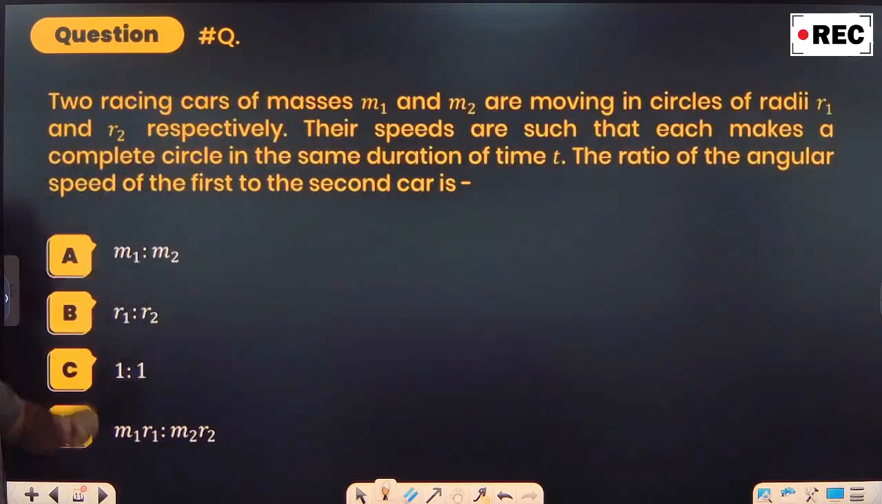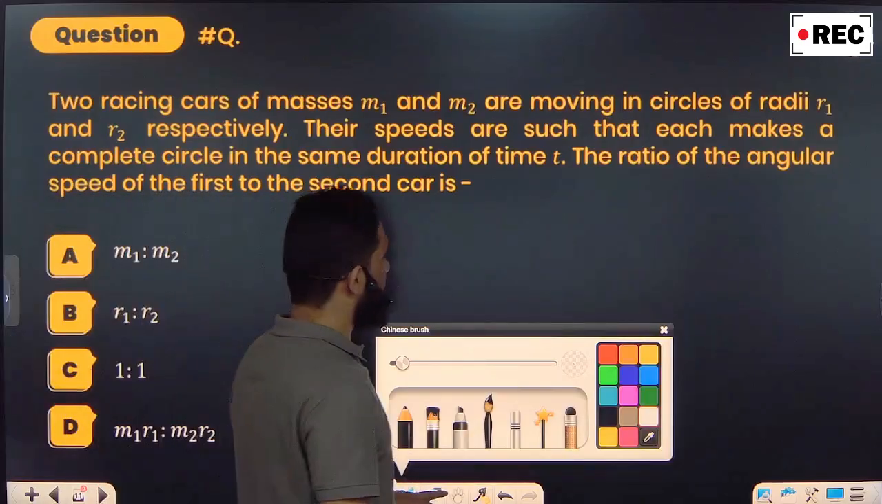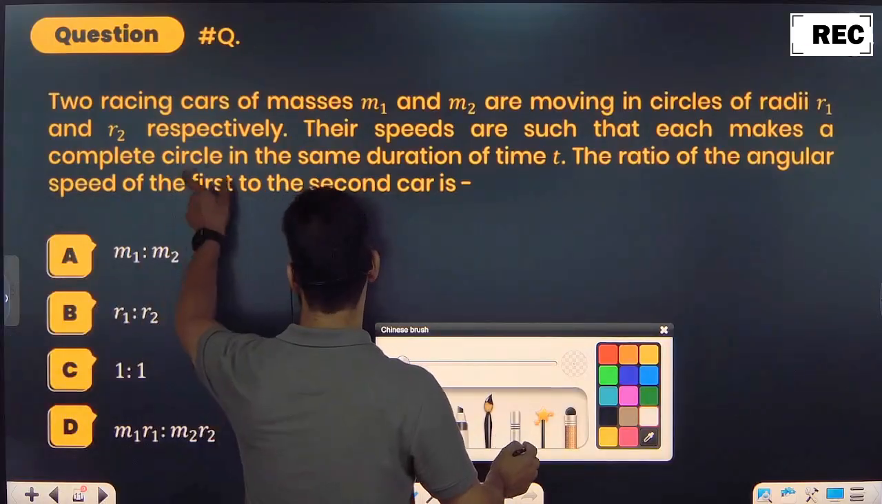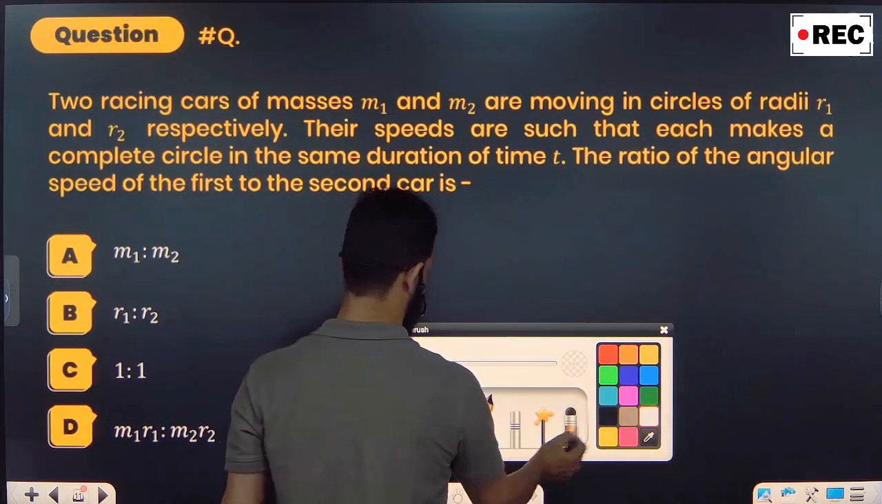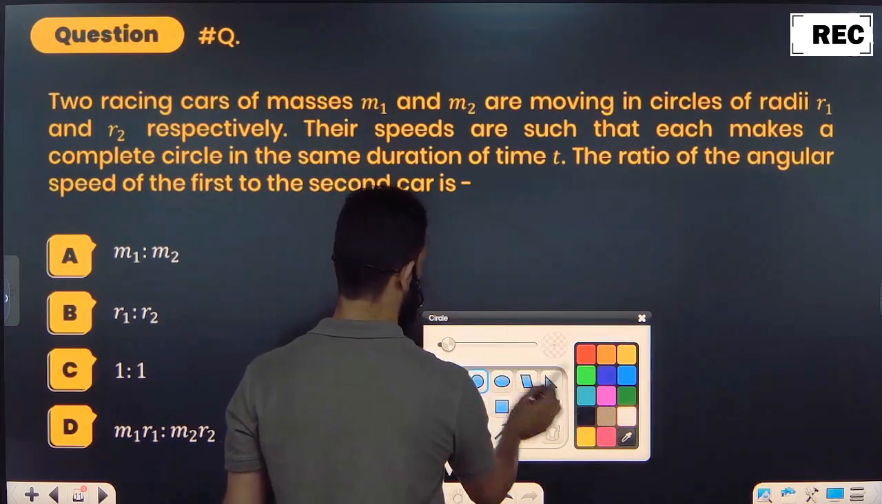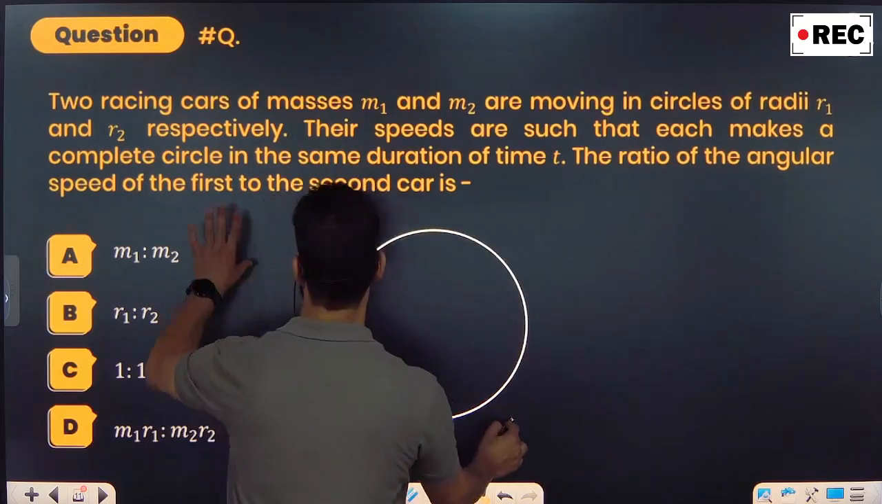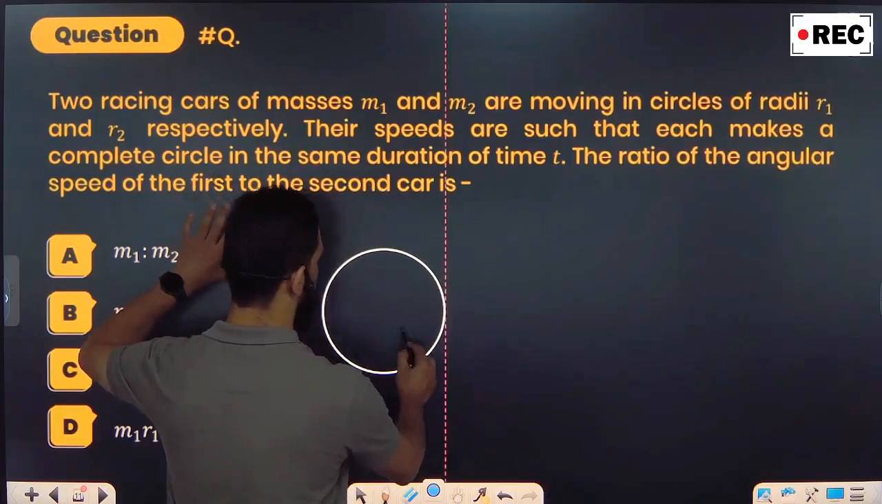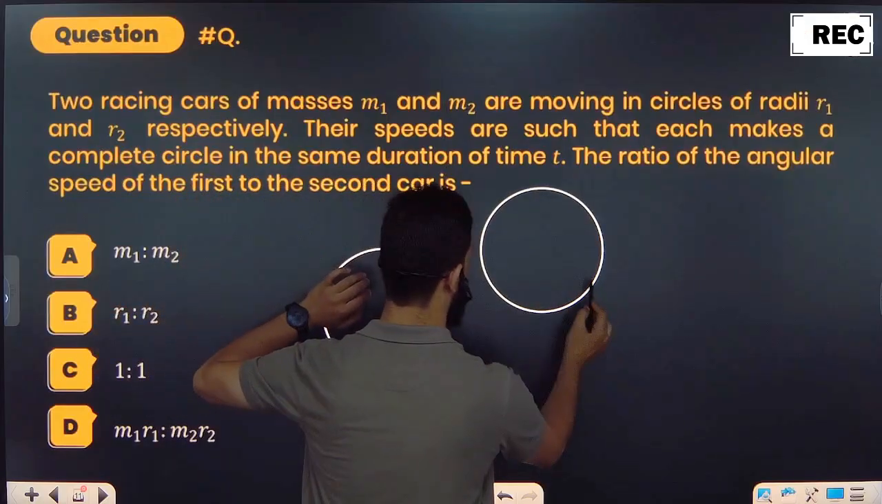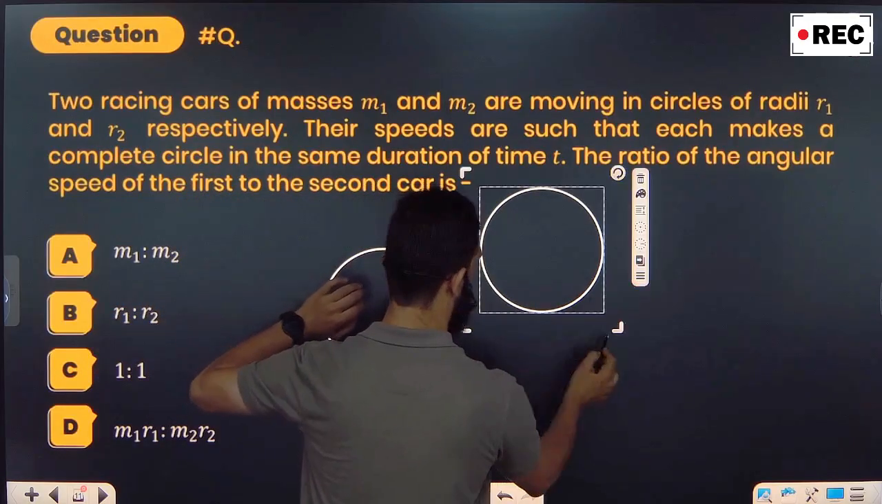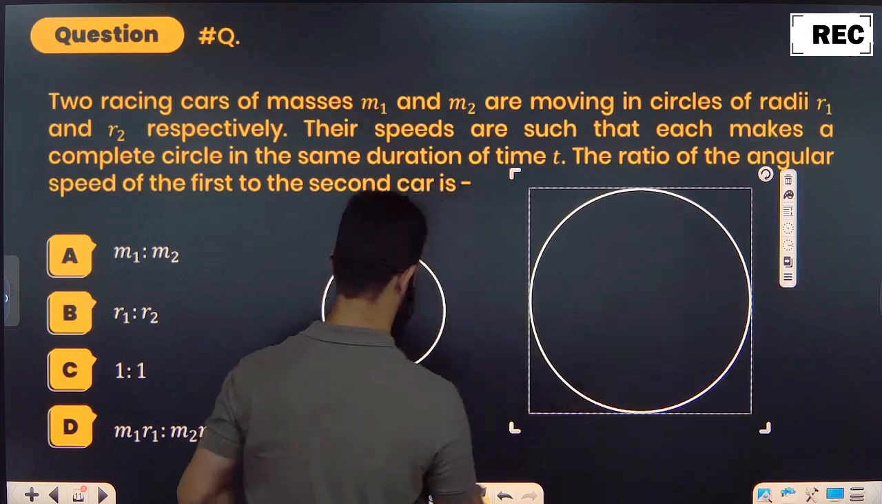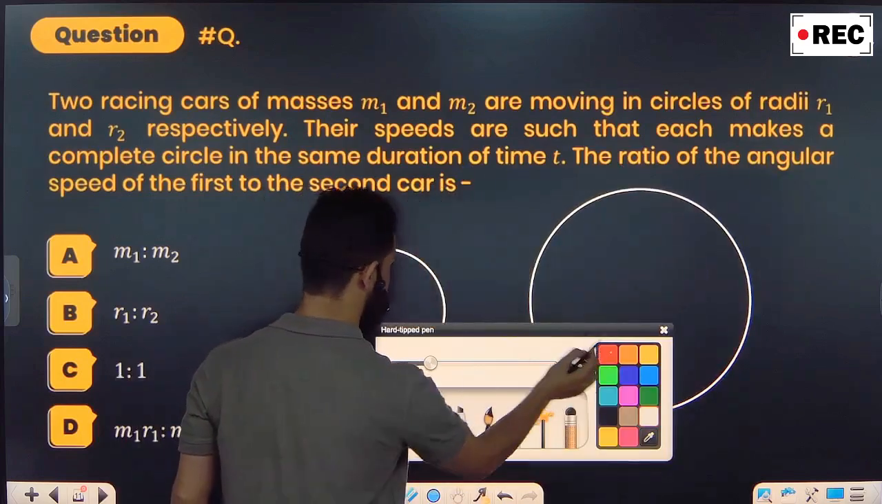Two racing cars having mass m1, m2 are moving in circles of radius r1, r2. Their speeds are such that each makes a complete circle in the same duration. Suppose one is having radius R1 and another is having radius R2, and this R2 may be more than R1. There are two racing cars.